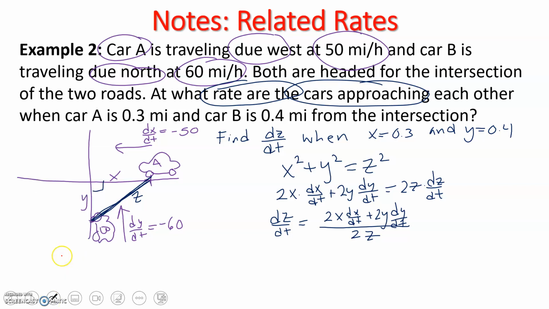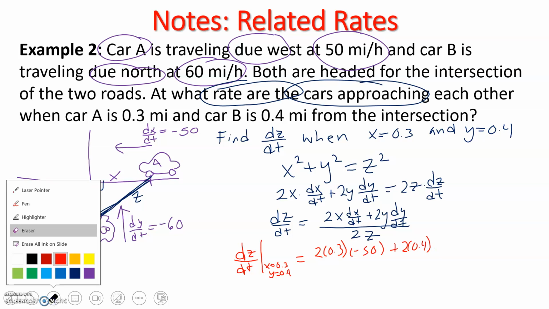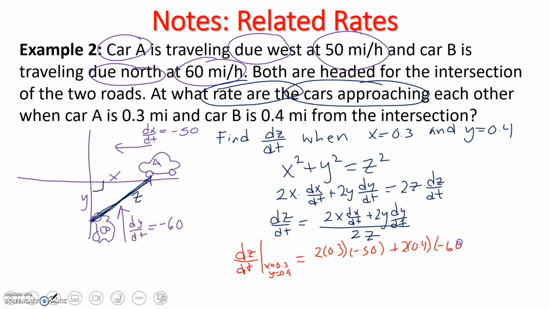Now we're going to be evaluating this. So dz/dt when x is 0.3 and when y is 0.4 is equal to 2 times 0.3 times negative 50 plus 2 times 0.4 times negative 60, all over 2 times z. Now the question is, what is z? Well, if I know x and I know y, I know z, right?